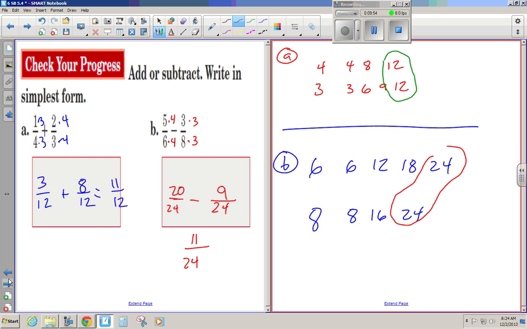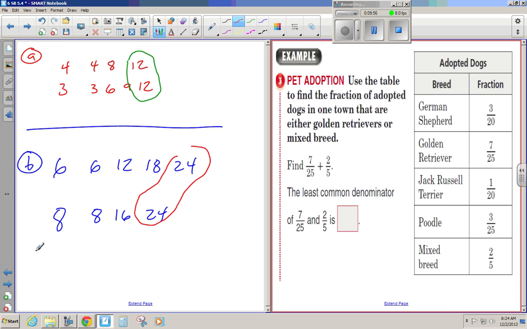So, some story problems now. Use the table to find the fraction of adopted dogs in one town that are either golden retrievers or mixed breeds. So here's golden retrievers. Here's a mixed breed. And we're looking at 5 and 25. Well, for 5 and 25, the least common denominator would be 5, 10, 15, 20, 25. And that tells us right away 25 is our least common denominator.